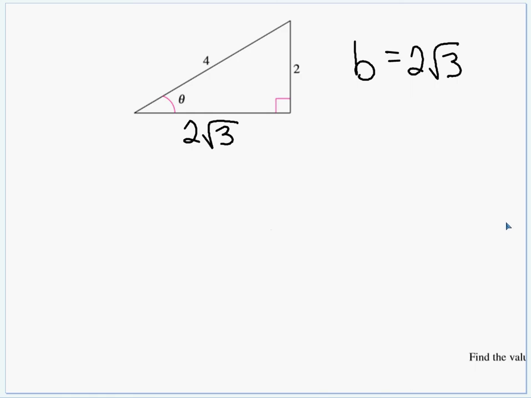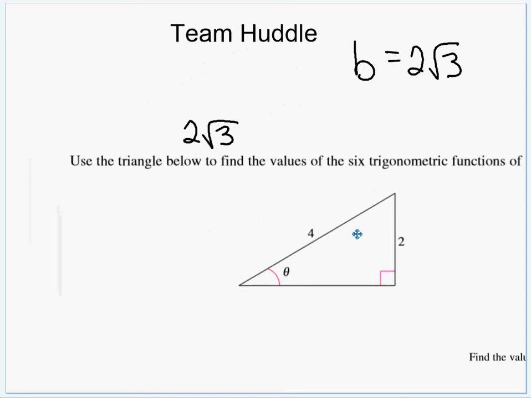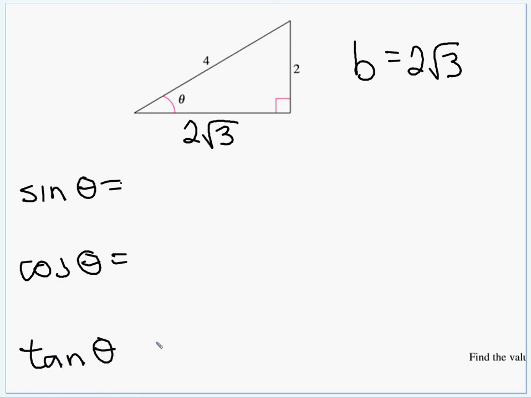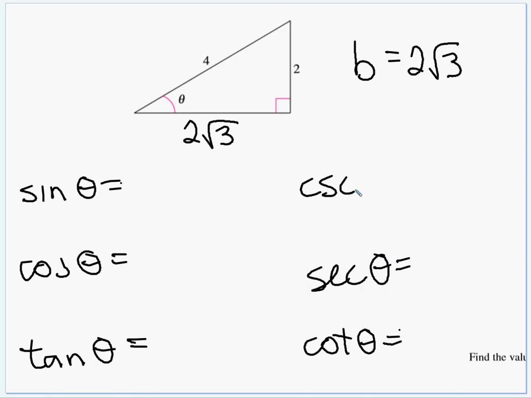And it wants us to find all 6 of these, right? Yeah, find all 6. So I like to set it up like this. This is how I have them memorized. Sine, cos, tan. And then I go to cotan, secant, cosecant.